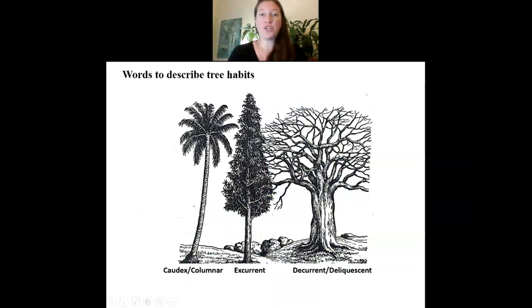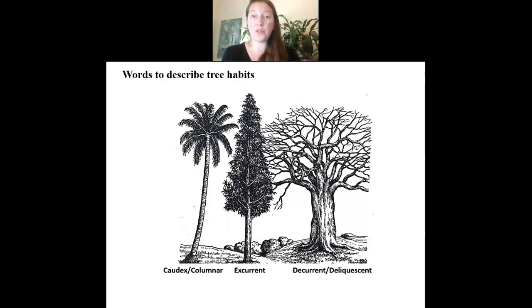And these are some other tree shapes. So ginkgo has the one on the right, decurrent or deliquescent. A lot of the conifers that we're going to look at on the next portion of this are going to have what's called an excurrent shape. If you've ever seen a Christmas tree before, that has what's called an excurrent shape. So like a triangle on top of a trunk, as versus the decurrent deliquescent, which is kind of a round thing of dissolved branches on a trunk.